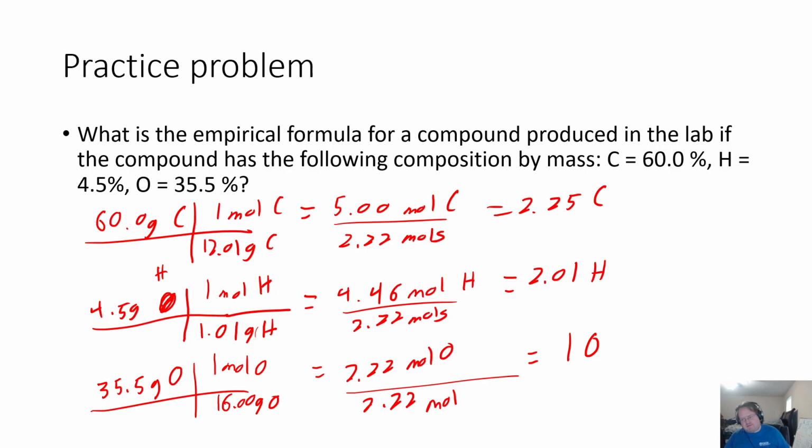Now, you'll notice that I've got 2 different decimals, but my 0.01 for hydrogen is effectively just 2. It's so close that I'm not going to worry about it. But my 0.25 carbons is not close. So I'm going to need to multiply all of these by 4.